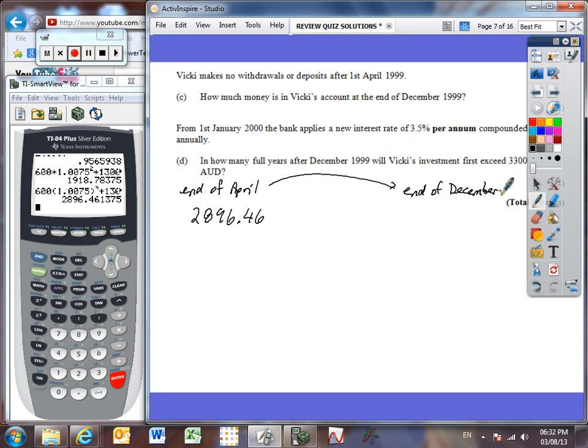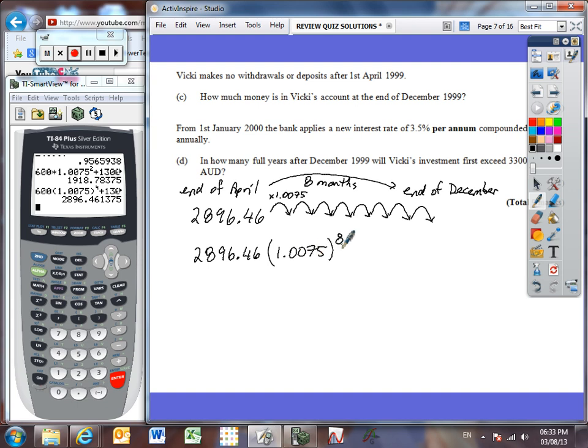Well, presumably, because from the end of April to the end of December, there's 8 months, it means that our amount of money is going to be multiplying by its interest rate monthly a total of 8 times. That represents a growth through May, June, July, August, September, October, November, December, taking us to the end of December. Now each growth rate we know represents a times 1.0075. So that means that our 2,896.46 is multiplying by this growth factor over 8 months.